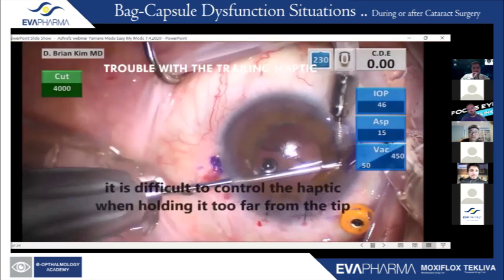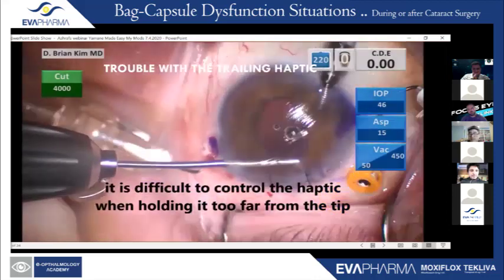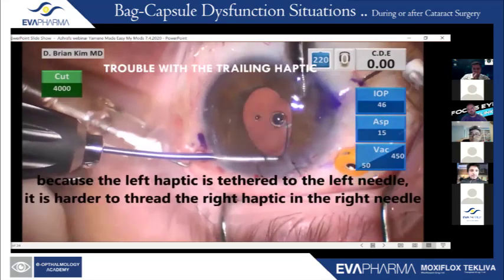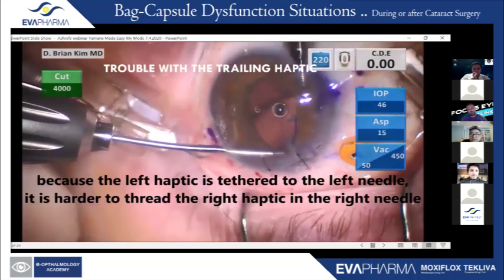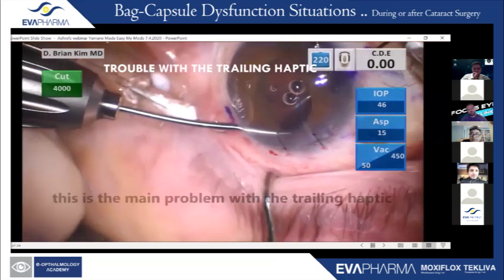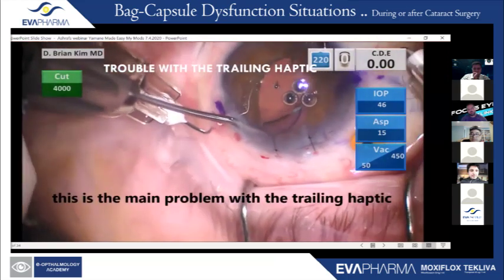And so you can see that here. Again, one of my earlier cases where I'm really struggling, the left side haptic is tethered to the needle, and so I'm really having a hard time threading the right side haptic to the needle.